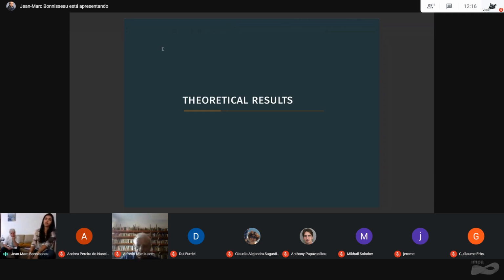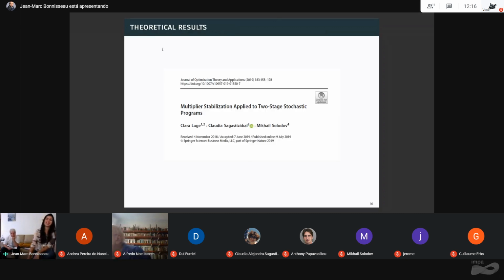So now I will present the theoretical results that are in the manuscript, and they talk about the asymptotic behavior when beta is close to 0. The results I will present here are in an article published in the Journal of Optimization Theory and Applications, called Multiplier Stabilization Applied to Two-Stage Stochastic Programs. It is a collaboration with Claudia Sagastizábal and Mikhail Solodov.